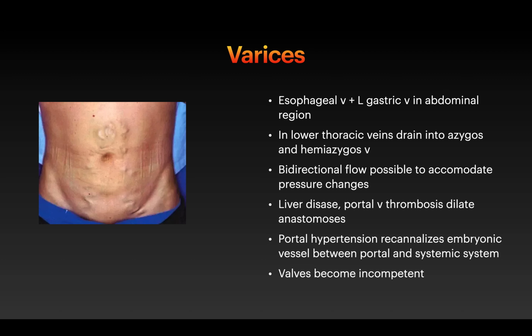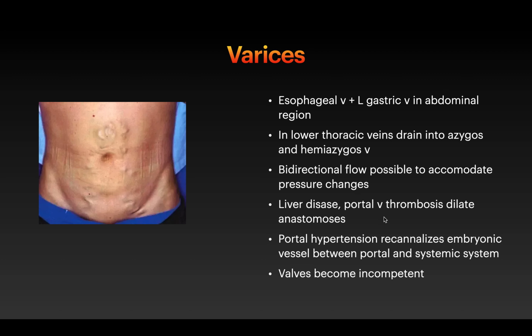So the varices occur during portal hypertension, and it's due to the esophageal veins and the left gastric veins in the abdominal region, so more up here. In the lower thoracic region, it's going to be more due to the thoracic veins and the azygos and the hemiazygos vein. Too much pressure will cause these to bulge outwards due to the bidirectional flow. And there aren't any valves. So the bidirectional flow is possible, and it usually accommodates the pressure changes.